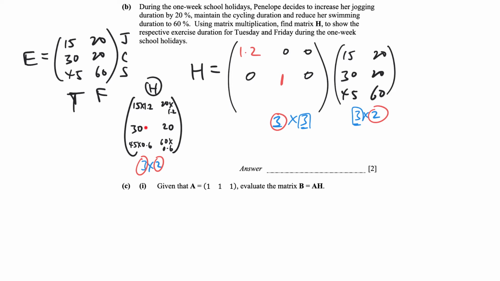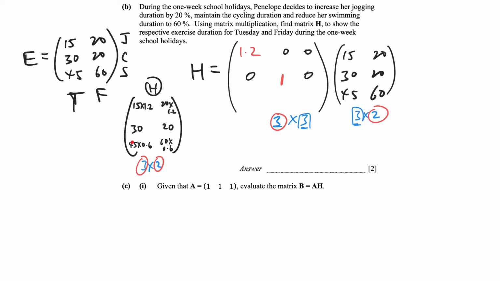And same thing for second row, second column, which is 20. You also have second row, second column. So you have 0 times 20, it goes away. 1 times 20, which is this one. And 0 times 60, so that goes away. So that's fine. And the final one is third row, first column.